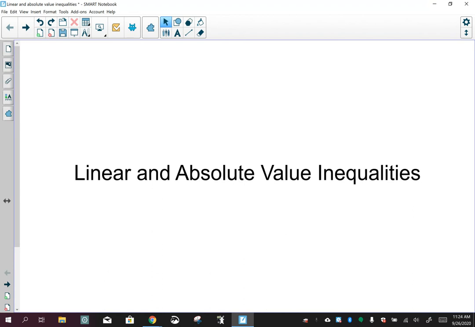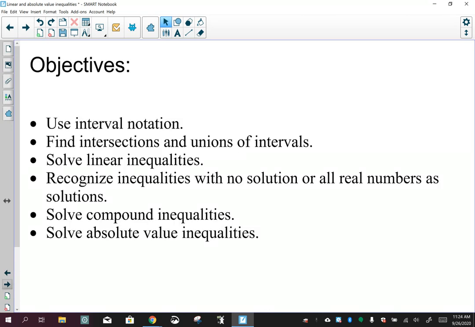This is the last topic before your first test. So, linear and absolute value inequalities. This stuff you should have already seen before, but we're just going to go back over what we're going to go through.